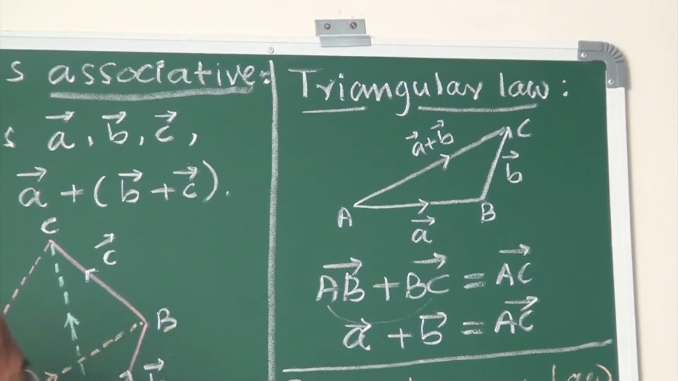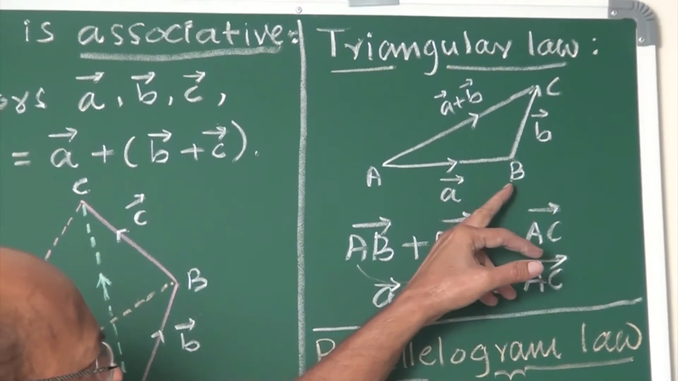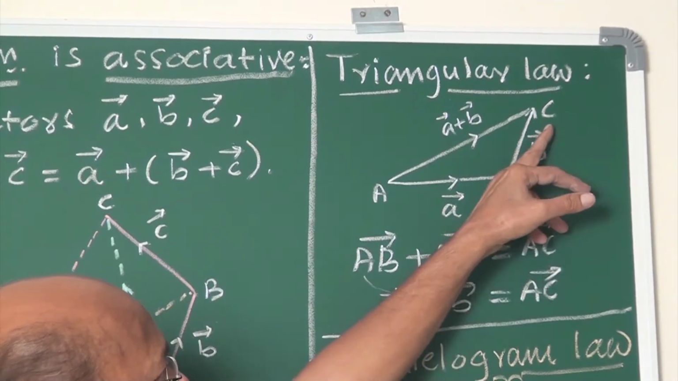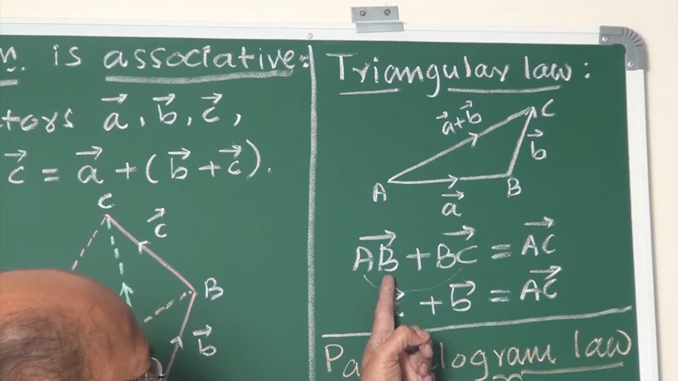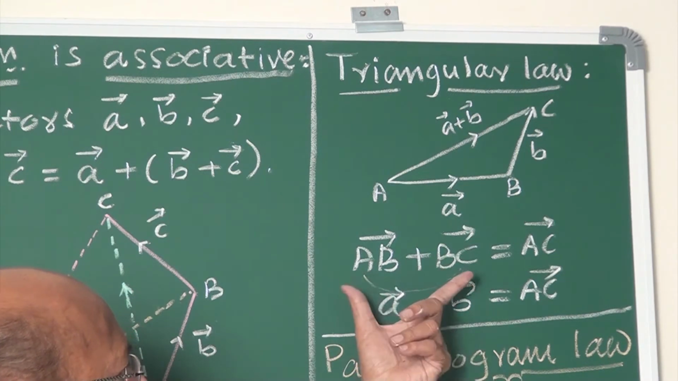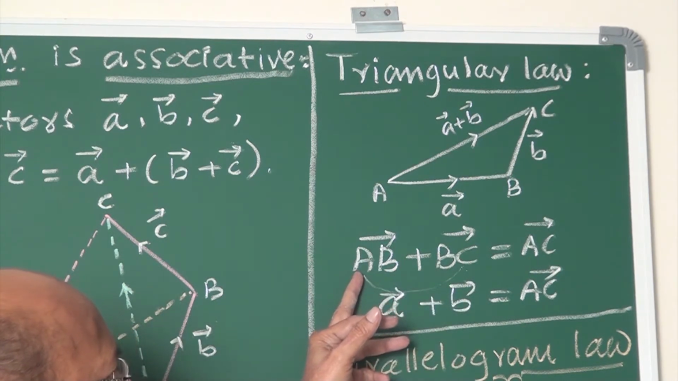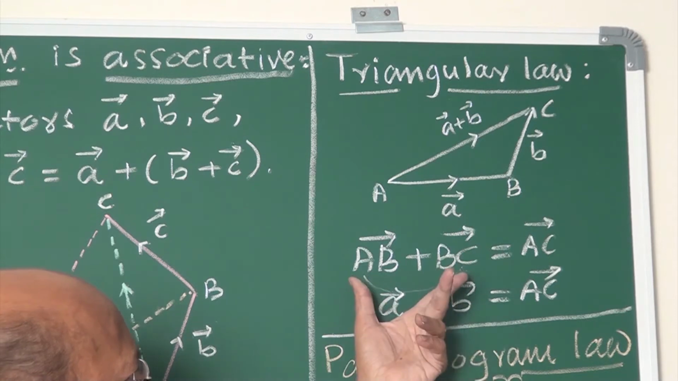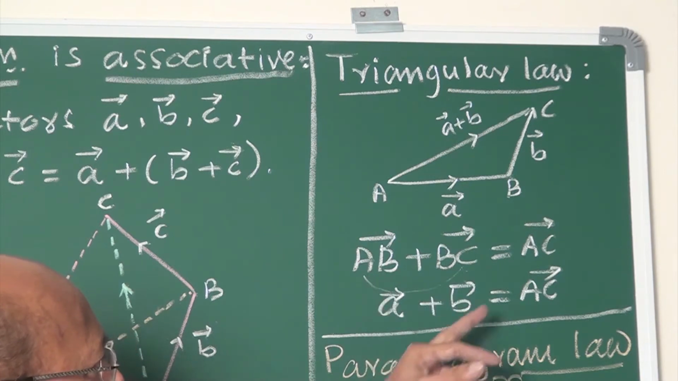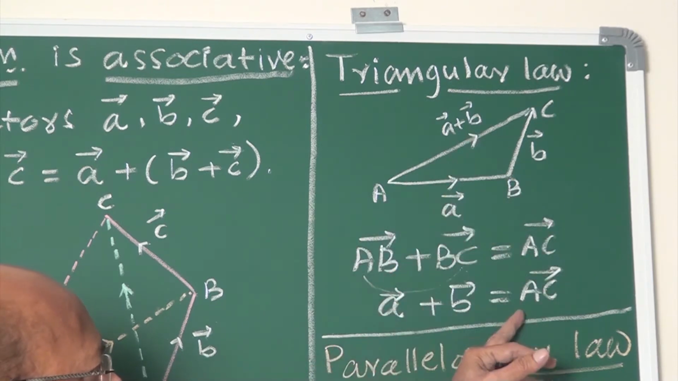What is your observation, my friends? The addition of two vectors exists only when the end point of the first vector is the same as the initial point of the second vector. Then what is the resultant? It is a vector joining the initial point of the first vector to the end point of the second vector, AC. Therefore, AB plus BC is AC, or vector A plus vector B is AC.